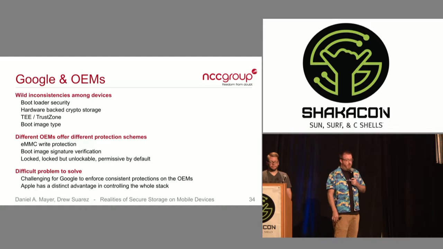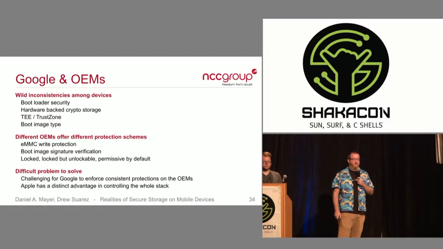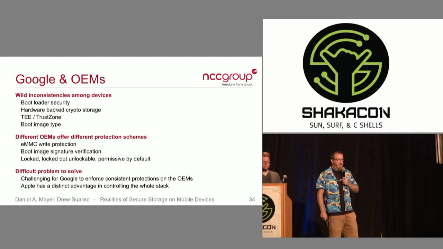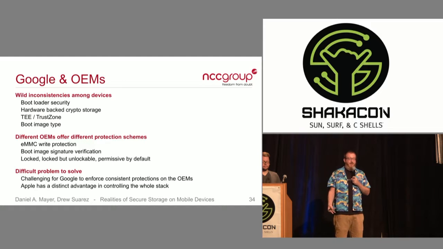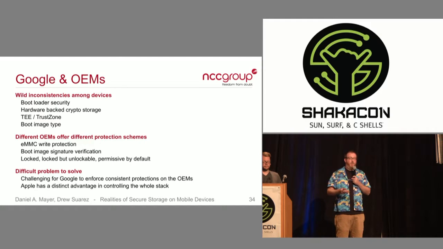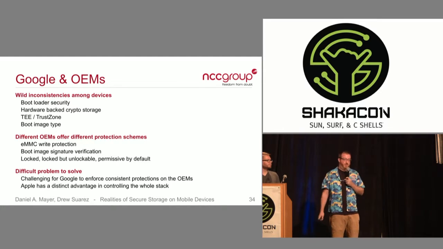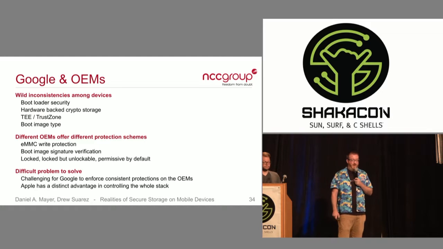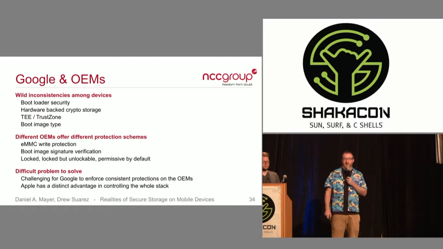And even more, different OEMs offer much different protection schemes. Some OEMs like HTC have eMMC write protection, for example. So even if you were to leverage a local root exploit and you want to overwrite a partition, that write will be silently discarded. So you can't actually implement it in the same way as another OEM. If you were to hack their device in the same way, you could probably overwrite that partition. Some devices actually check boot image signature verification, and many do not, which we'll see in a minute.